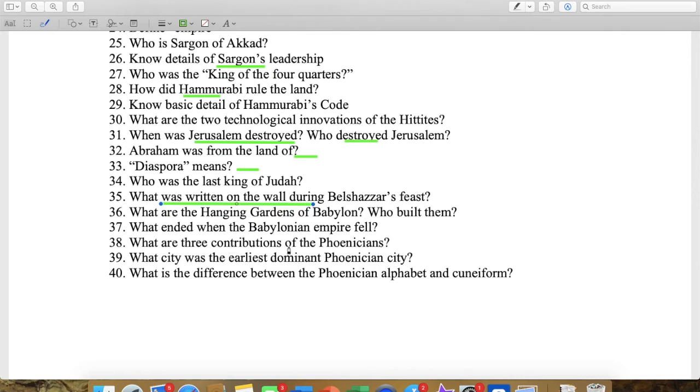What are three contributions of the Phoenicians? That's definitely in your PowerPoint slide. We go right down through all three of them. So just make sure you know all three of them. All three will be on the exam.